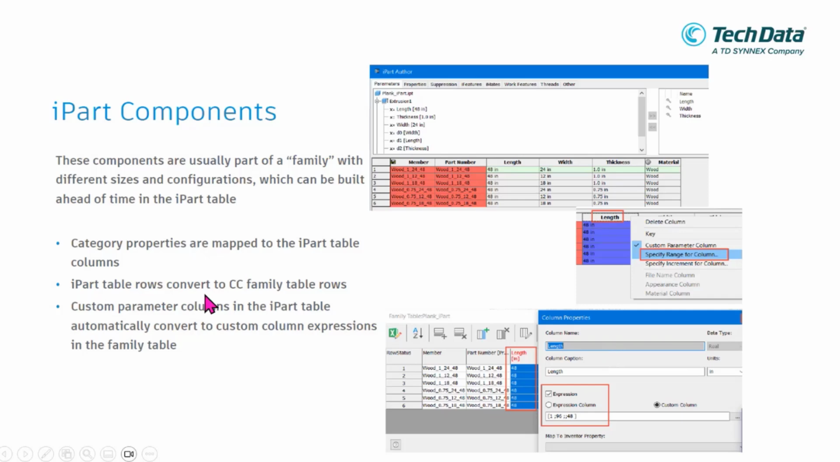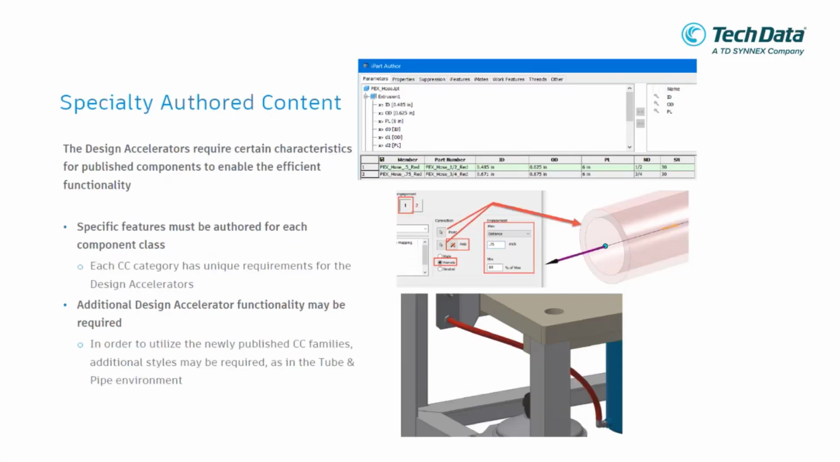iPart table rows convert to Content Center family table rows. It will automatically convert to custom column expressions in the family table. Then we look at specialty authored content, things like frame generator or maybe flexible host. This is an example of specialty authored content that we can also create and add to the Content Center libraries.